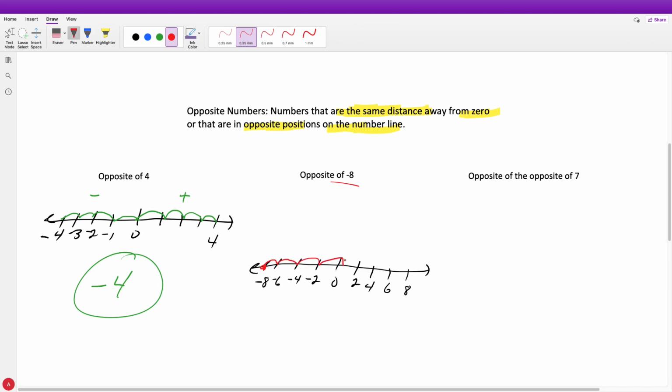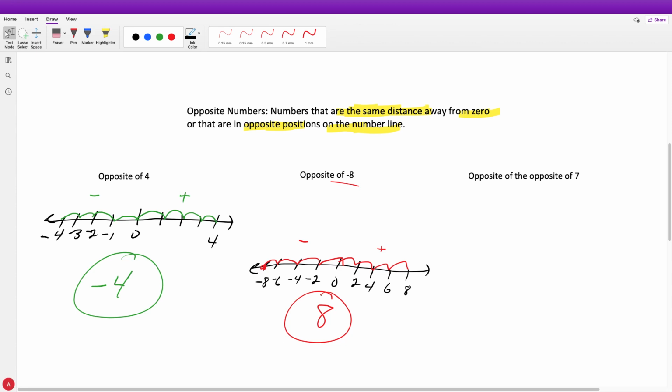So that means to get the opposite of -8, I need to go 8 units on the other side of 0. Since I started in negatives, I'm going to go to positive. So it would be 2, 4, 6, 8. So the opposite of -8 is +8. So you can see when we're taking the opposite, we're just taking the opposite sign of it. If it was positive, it's now going to be negative. If it was negative, it's now going to be positive. All right, so we're taking the opposite sign.